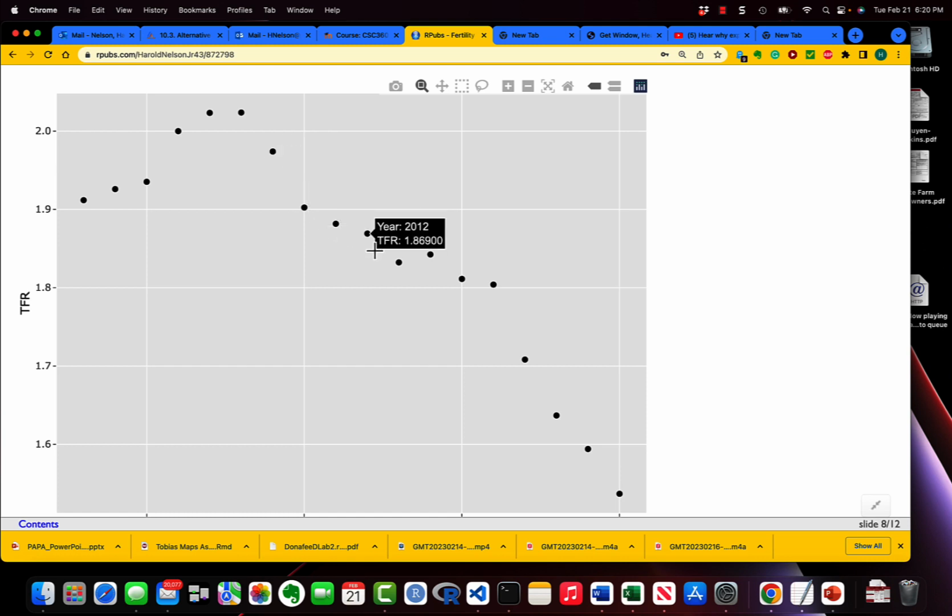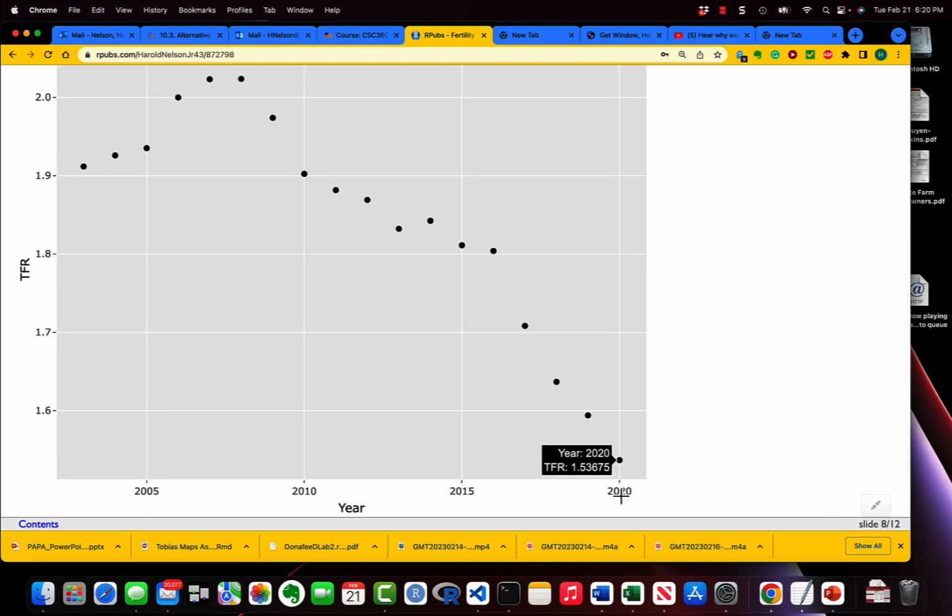And if we trace this for the state of Washington through the years, 1.8 in 2016, 1.7, and when we finished in 2020, we're down below 1.6. Wow, that's bad.